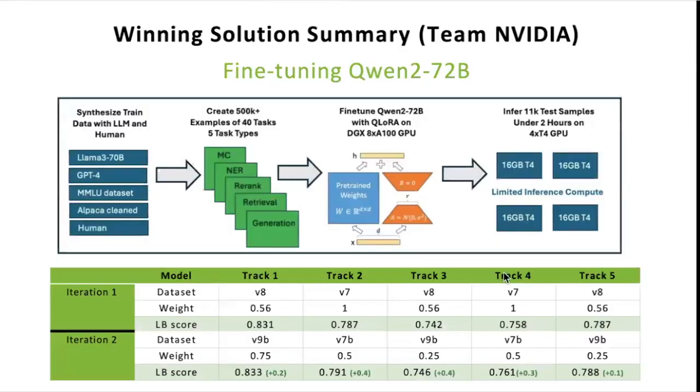Okay. Yeah, so that's basically the full solution of the first place. And I feel like the key part, compared to other solutions, is their ability to create the 500K examples. And also, I think the fine-tuning part is standard. Yeah, I think the QLoRA fine-tuning part is standard. The main key part is how they create diversified examples given the few examples provided by the competition host.